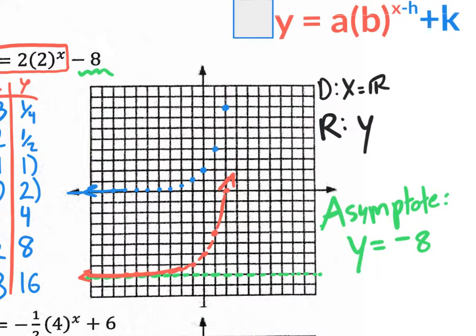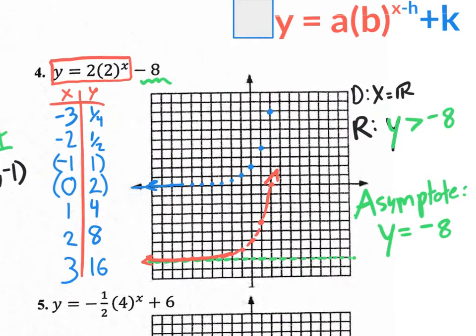Now our red graph is either above or below this asymptote value. So is our graph either above or below that asymptote? It's above. So how do I say that as an inequality? I say y is what? Greater than negative 8. It's not greater than or equal to because it never actually gets to negative 8. It just infinitely approaches negative 8, but it'll never actually get to it. And that's about all you could say about this question number 4.